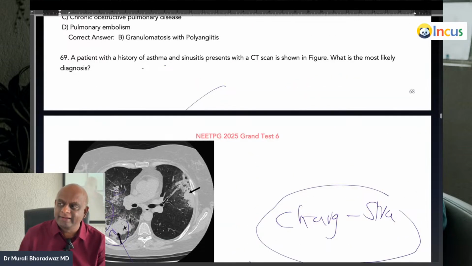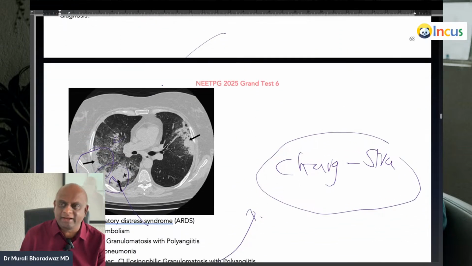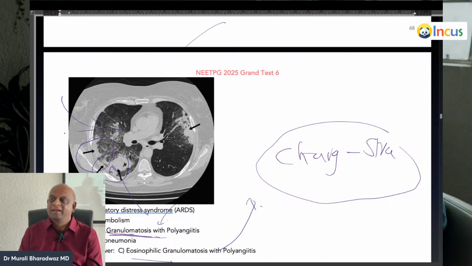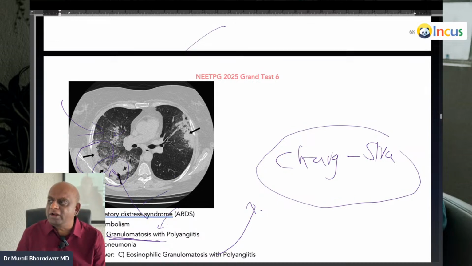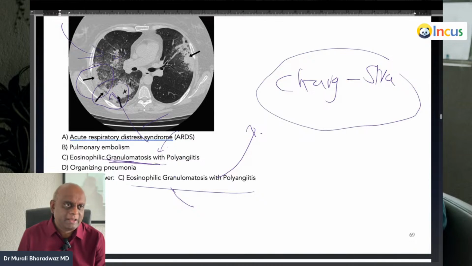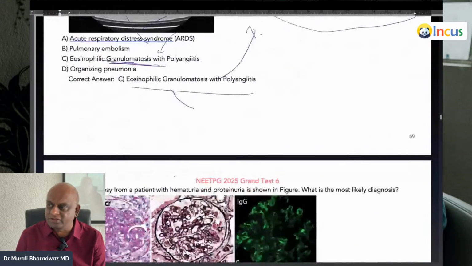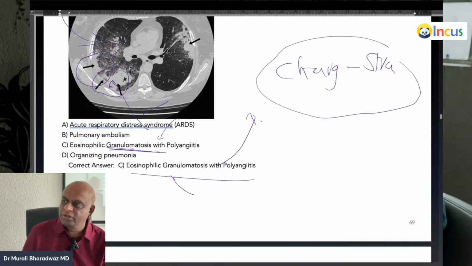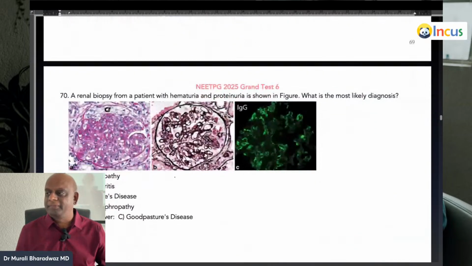History that got asthma, sinusitis, CT scan, and one of the options is Churg-Strauss. Finish. You need to jump. Forget about all this, because your ARDS will not have an asthma sinusitis presentation. Pulmonary embolism cannot present like a sinusitis-like picture. Organizing pneumonia cannot present. So the only one which presents is this. That's simple.